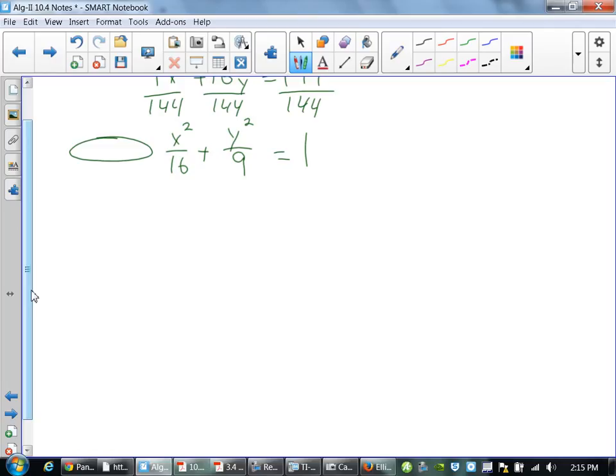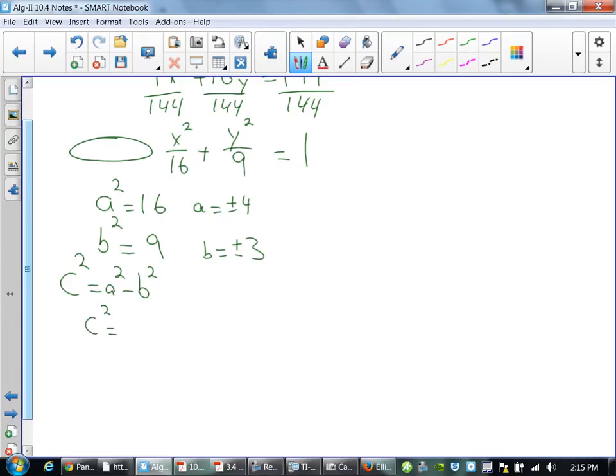So now when we do this, we can start to identify our parts. What I always do is label. A squared is 16. B squared is 9. What's A? 4, or negative 4. Good. So A is going to be plus or minus 4. B, plus or minus 3. I know the formula to solve for C. C squared is A squared minus B squared. Therefore, C squared will be 16 minus 9, which is what? 7.